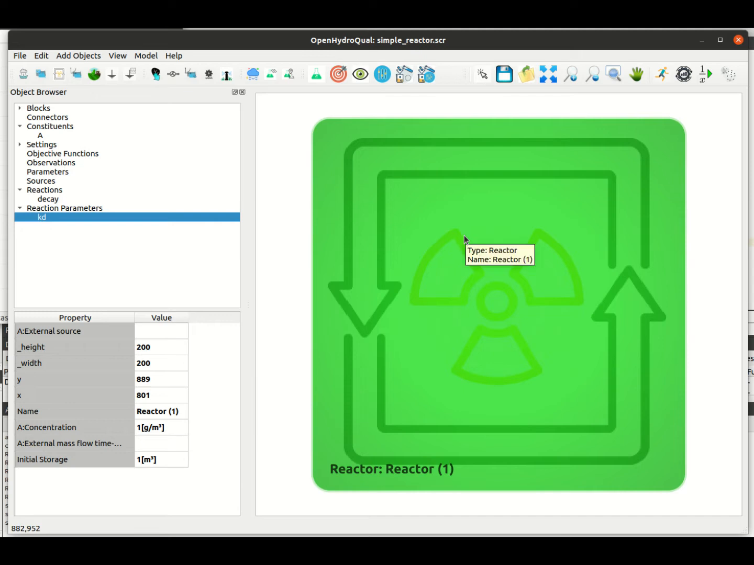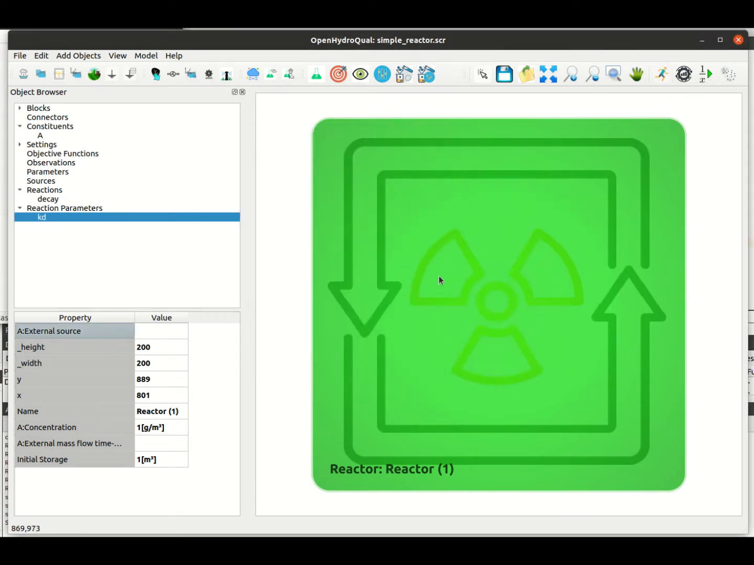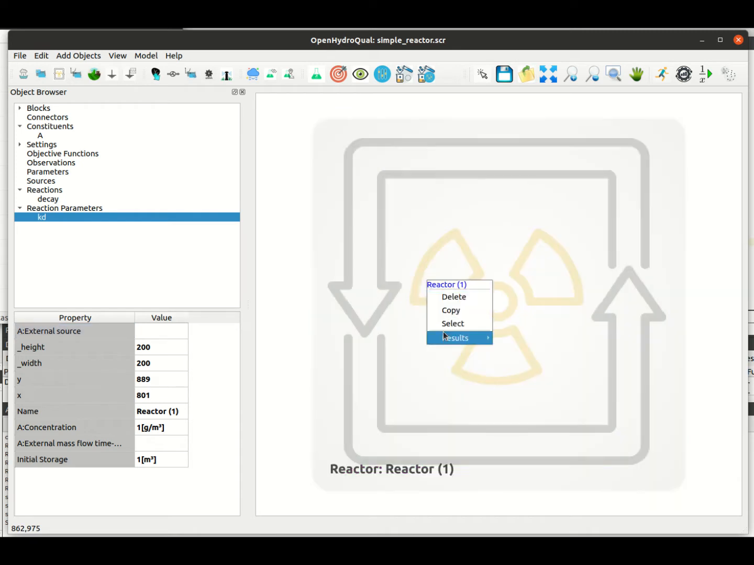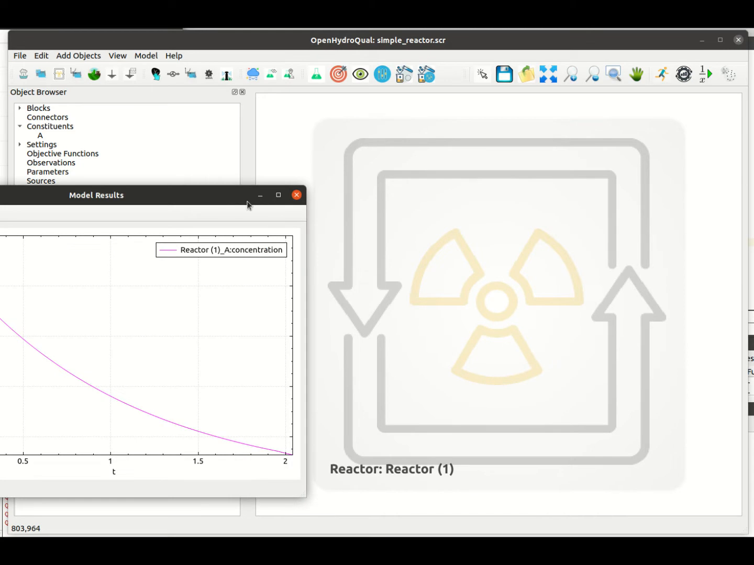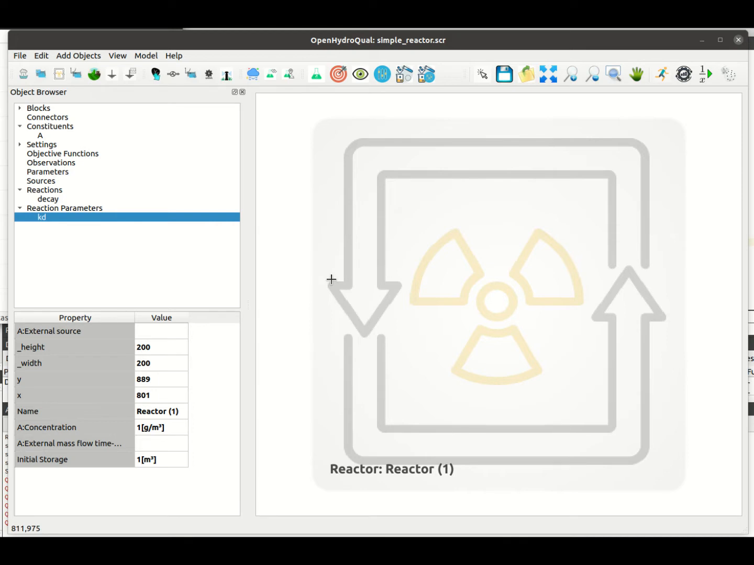I can first just run the model in forward mode. In order to do that, I'm going to click on the icon for running the model, and then I can look at some model predictions. For example, I can look at the concentration of A in the reactor. As you can see, it undergoes an exponential decay, or first order decay, and that's the forward model. It's a very simple one.